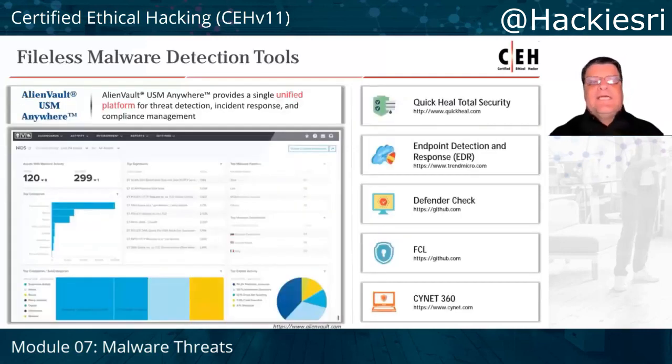Fileless malware detection tools. We have AlienVault USM Anywhere. AlienVault USM Anywhere provides a single unified platform for threat detection, incident response, and compliance management. Other vendors include Quick Heal Total Security, Endpoint Detection and Response, EDR, Defender Check, FCL, and CyNet 360.